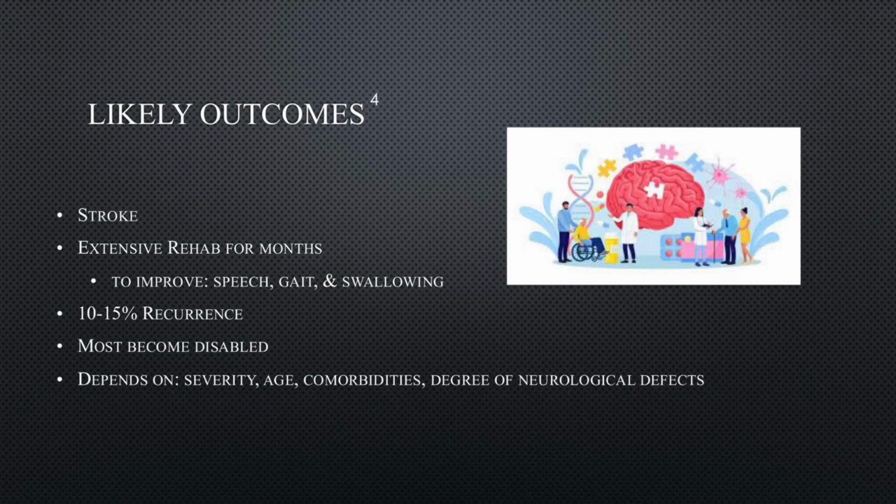For the likely outcomes, patients are most likely to go ahead and have a stroke, because just like any other artery, when you have insufficient blood supply or a clot or some type of disturbance of the artery, it leads to stroke. So it's the same for these, but it's just the posterior aspect of the brain. In this condition, you have extensive rehab for months just to improve speech, gait, and swallowing if a stroke has happened from this condition. There is a 10 to 15% recurrence for this condition, and most become disabled, and this is just coming from stroke. So whatever the stroke leaves a patient with, that's why most people end up being disabled for longer periods of time. And all of these depend on severity, age, comorbidities, and degree of neurological deficits.